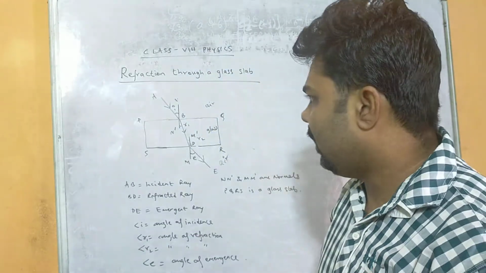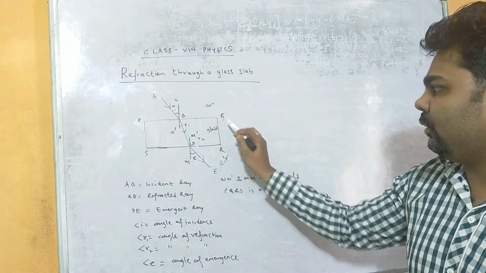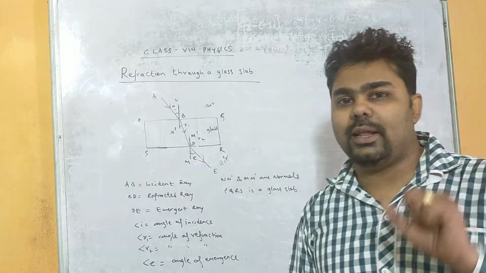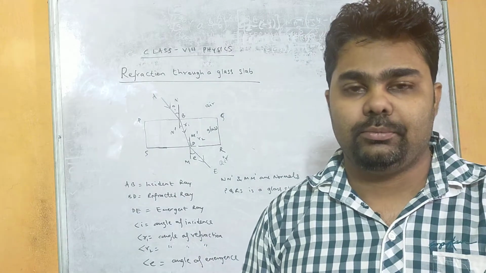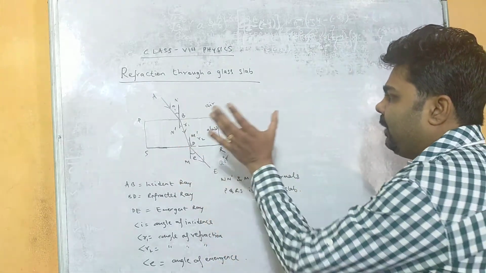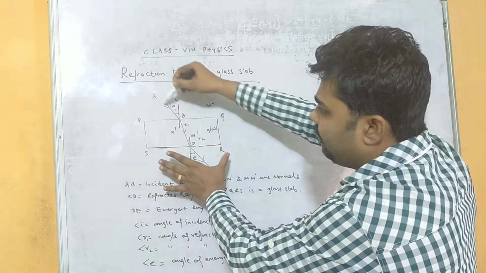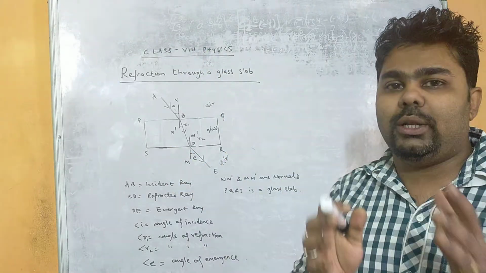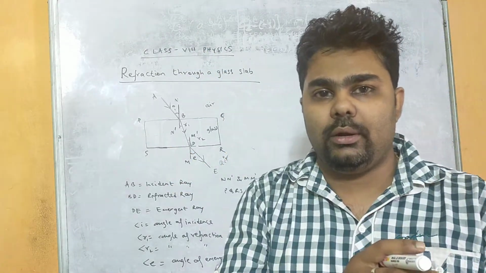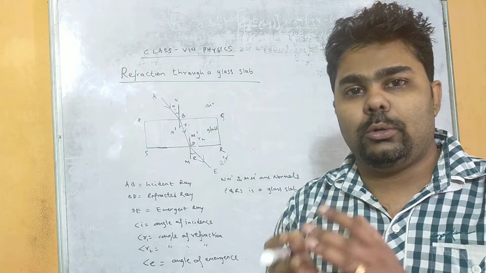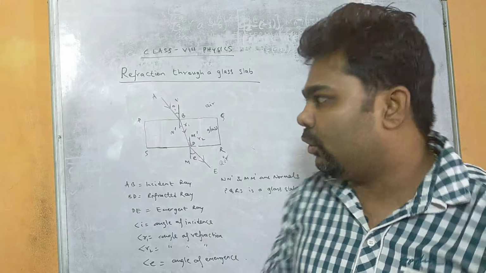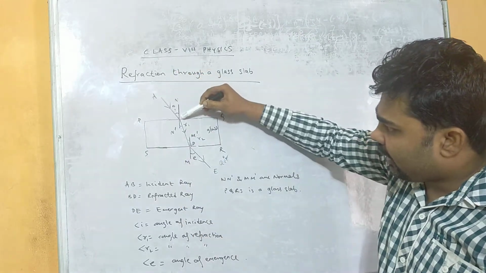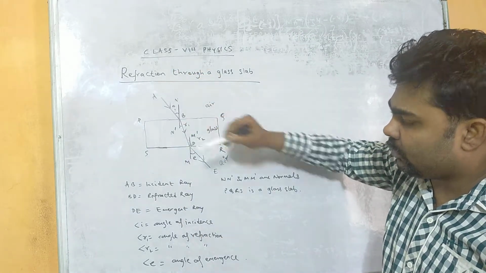So you see on the board I have drawn one glass slab, PQRS. Glass slab means a slab which is made up of glass. I have placed that glass slab here, and light is made to fall on it. When light falls from air, that is from the rarer medium, and passes through glass, that is the denser medium, it bends towards the normal. You see, when light is falling there, it is bending towards the normal.